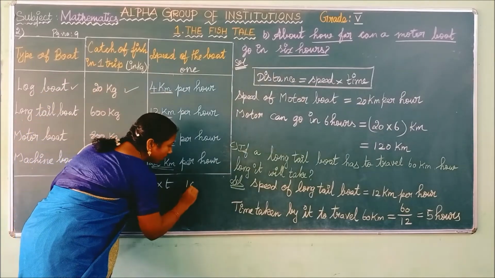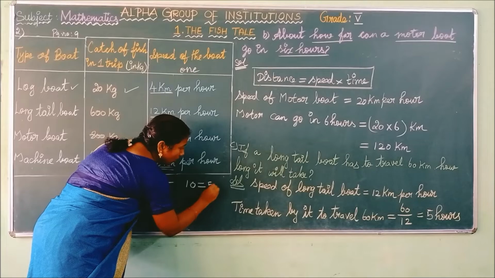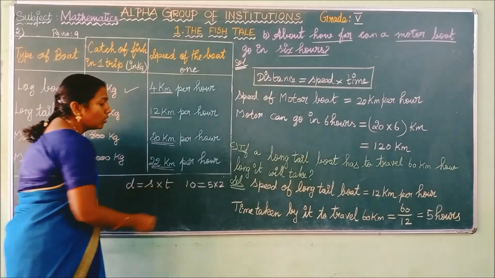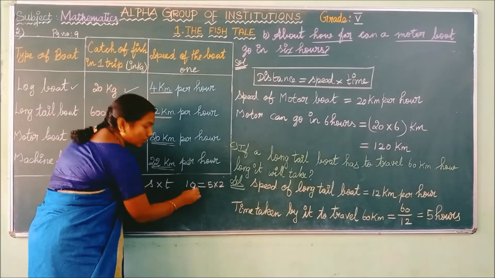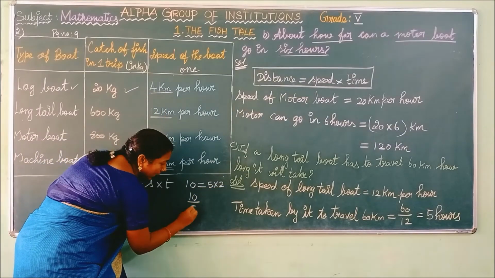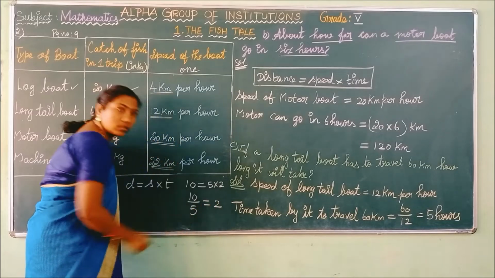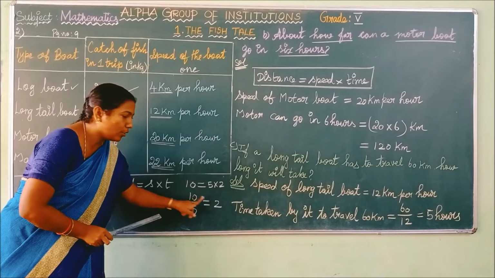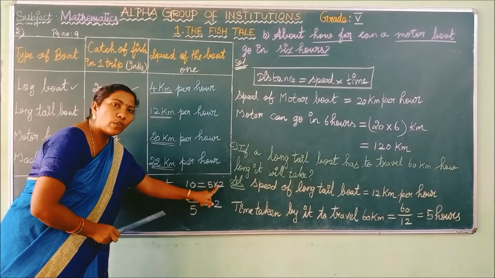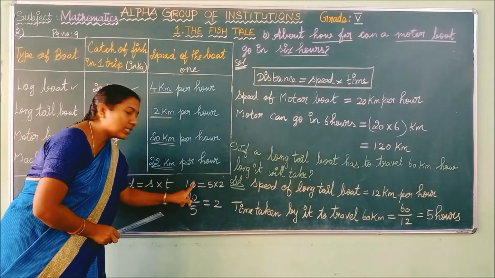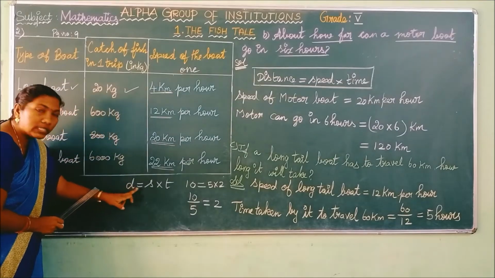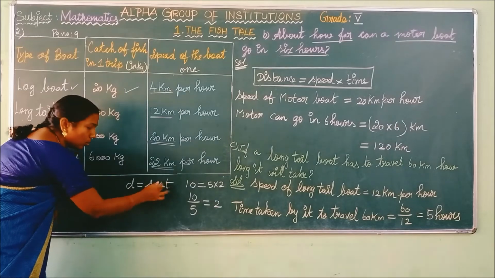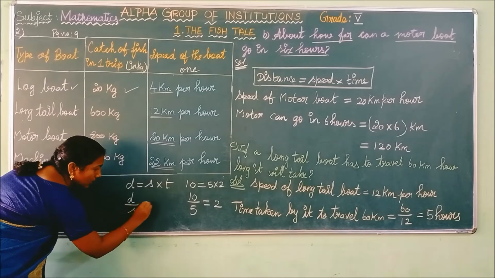Listen carefully, children. See this example. 10 equal to 5 into 2. Okay. So 5 into 2 equal to 10. Now see the next step. 10 by 5 equal to 2. It's clear? If you divide 10 by 5, 1 5 is 5, 2 5 are 10, you get the value 2. So 10 equal to 5 into 2. So 2 can be written as 10 by 5. Similarly, distance equal to speed into time. So we can write time equal to distance by speed.